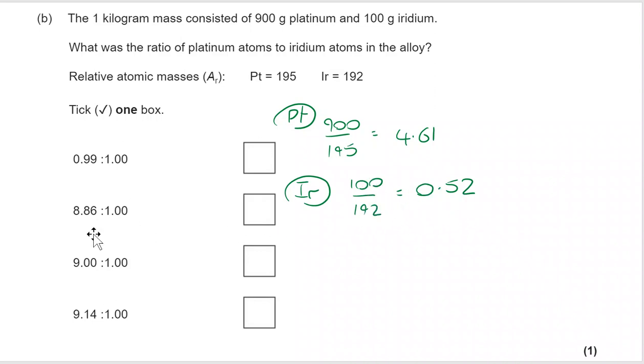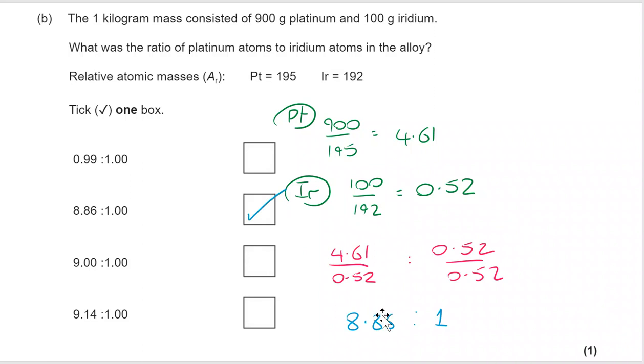I want a whole number ratio, at least one of them to be a whole number. So let's divide both of them by 0.52. That gives me 8.86 to 1. So we have our correct answer here.